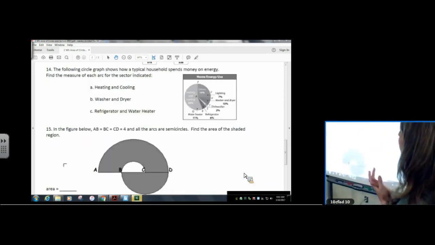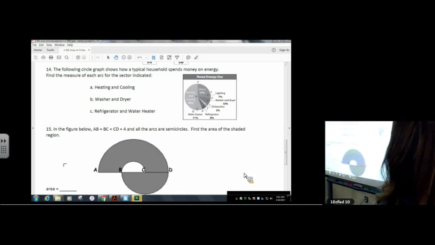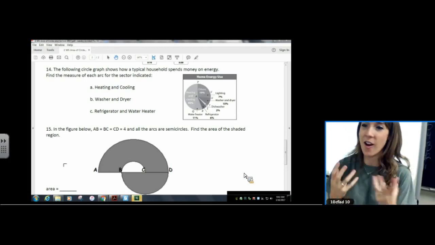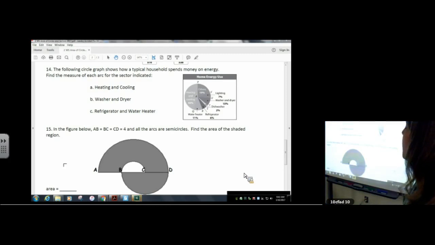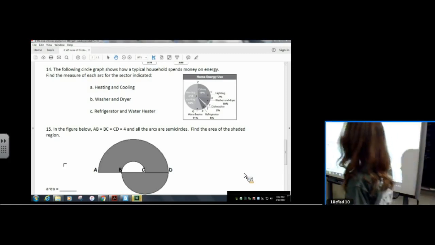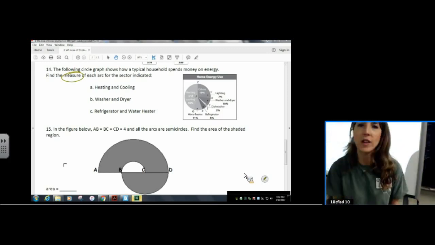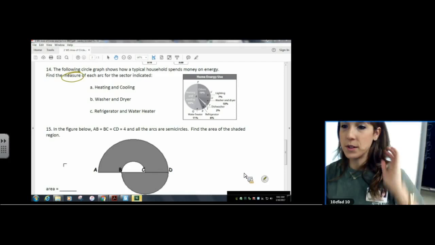The following circle graph shows how a typical household spends money on energy. In Houston, we spend probably a lot of money on cooling, not heating and cooling, mainly just cooling. Find the measure of each arc for the sector indicated. Once again, we're asking for measure. We're not asking for arc length. We're not asking for L. We're asking for M. Those are percentages.